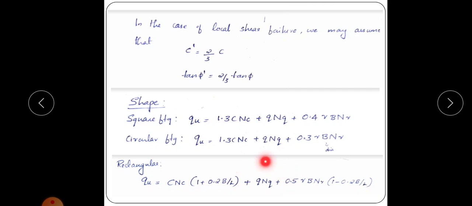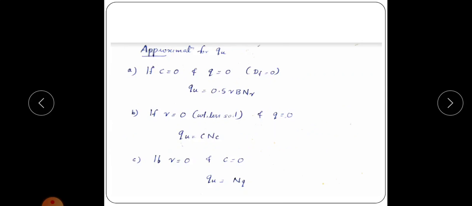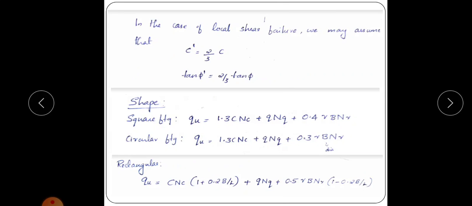So the equation is the same as that of strip footing, but in the first and last term there comes this parameter, that is 1 plus 0.2 B by L in the first term and 1 minus 0.2 B by L in the last term. So for rectangular and strip footing, the constants in the equations are the same.